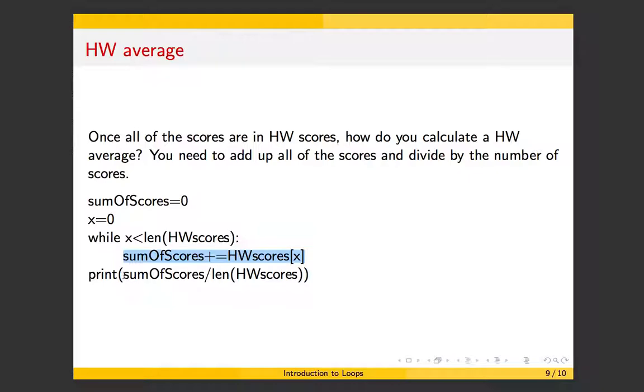And then you can just ask the computer to print that sum you got. And recall, the length of homework scores is the number of homework assignments you had. That's the number of scores you have to divide by. So all that to say, this example shows you a loop can be used to add together all the elements of a list. I'm sorry this is missing, but you need this x += 1 command in here to make x advance through the list.